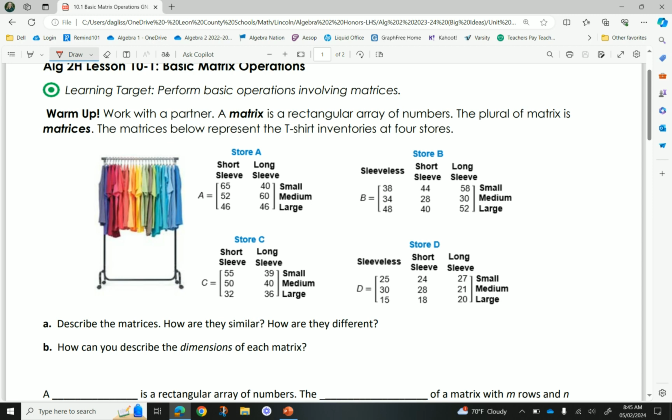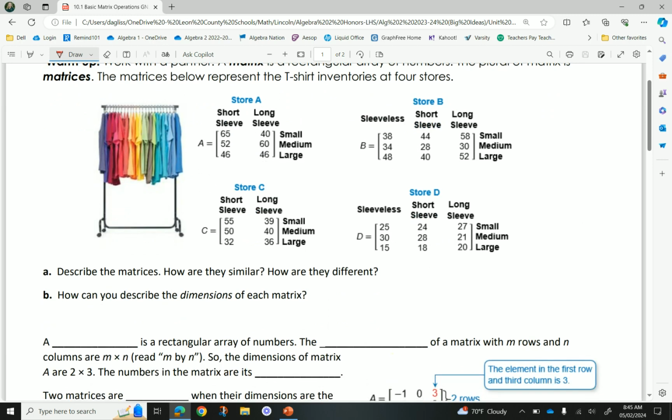How are they similar? How are they different? What did you just observe? What do you see? Yes, Cordelia. All right, they all have small, medium, and large. Good. So they have the same sizes on the side. What else? They all have short sleeves and long sleeves. Good. What's different? You told me what's the same. What's different? The actual numbers inside. Yep. Some of them have sleeveless and some of them don't.